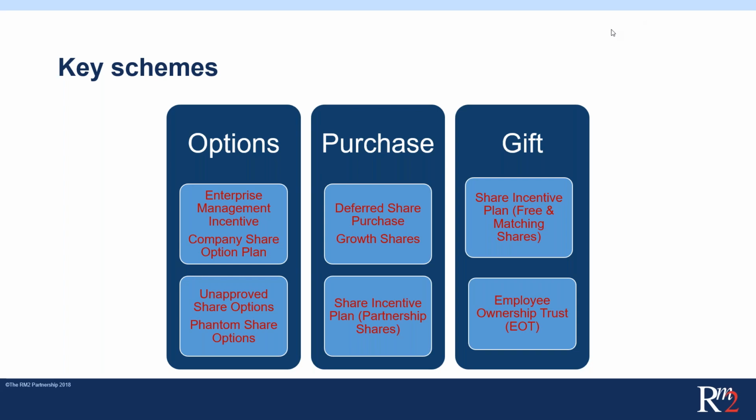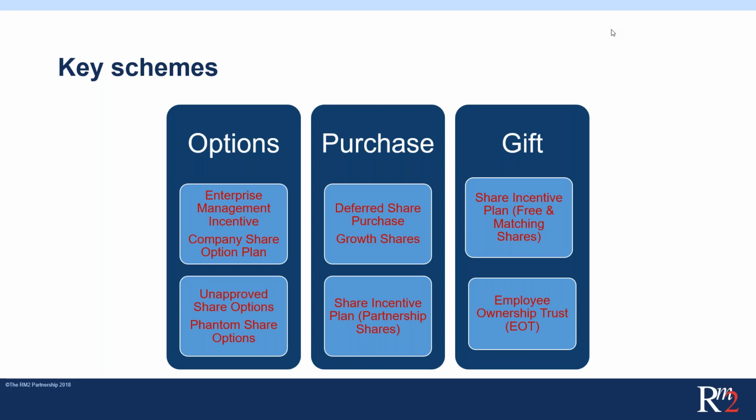The Company Share Option Plan, or CSOP, is the next most tax efficient option plan. It doesn't have the same tax advantages as EMI, so it doesn't give entrepreneurs' relief, and the limits are lower, £30,000 worth of options every 3 years per participant, rather than the £250,000 for EMI. And it's not as flexible.